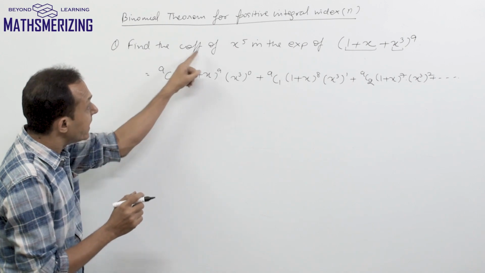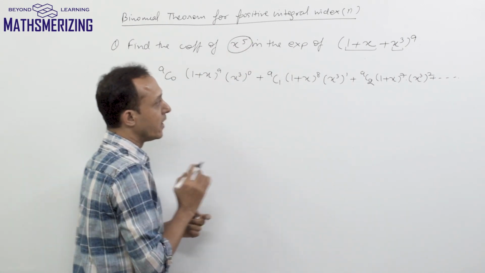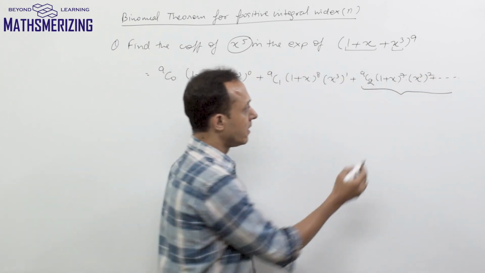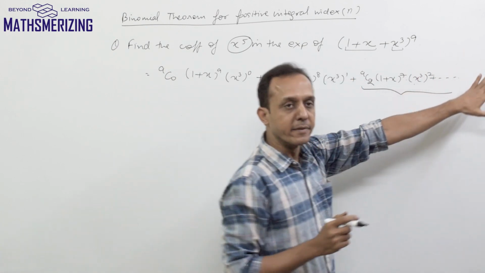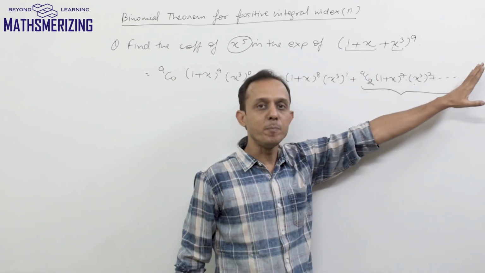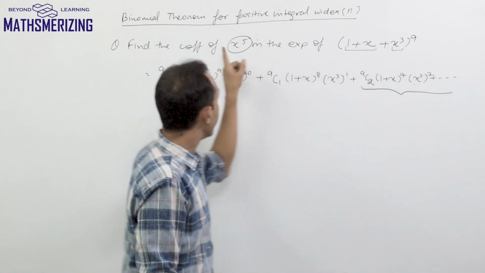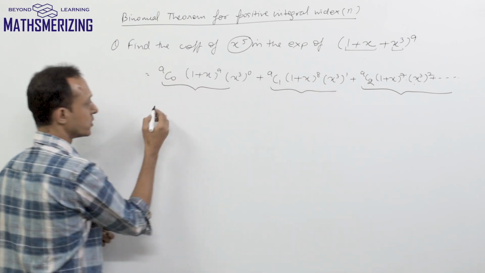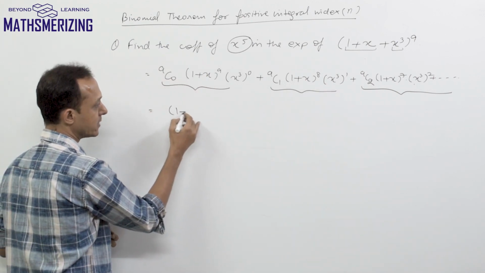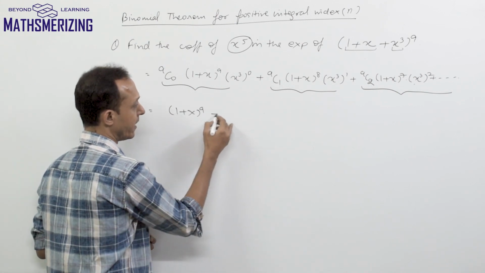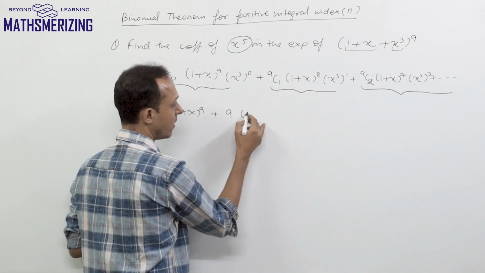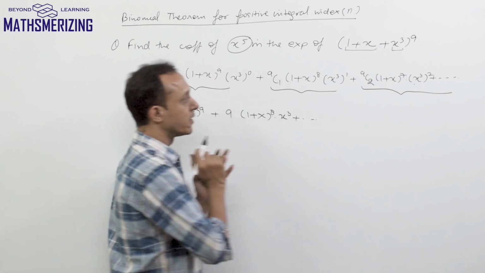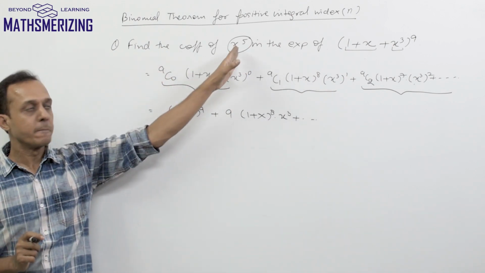Now in this series, I need the coefficient of x to the power 5. Now for all the terms, including 9C2 and terms after that, the power of x will be 6 or greater than 6. So in all these successive terms, there won't be any term containing x to the power 5. So I'll get x to the power 5 either from the first term or from the second term. So 9C0 is simply 1. So I can write it as (1 plus x) to the power 9, and 9C1 is 9, and here it is (1 plus x) to the power 8 into x cube, plus all other terms, they contain power of x which are greater than 5.